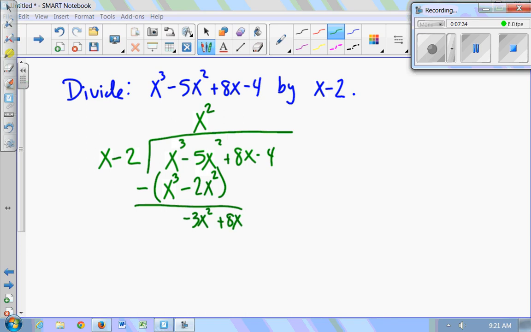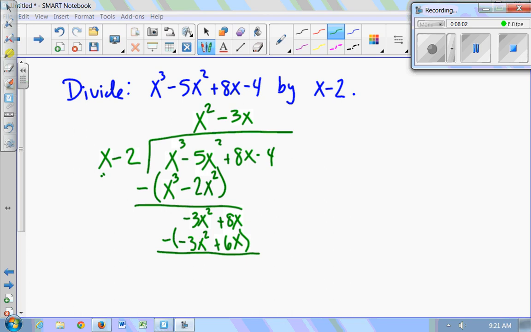And you start again. So you say, what do you multiply x by, right, this guy, to make negative 3x squared? Negative 3x. So negative 3x times x is negative 3x squared. Negative 3x times negative 2 is positive 6x. And then you subtract the whole thing.